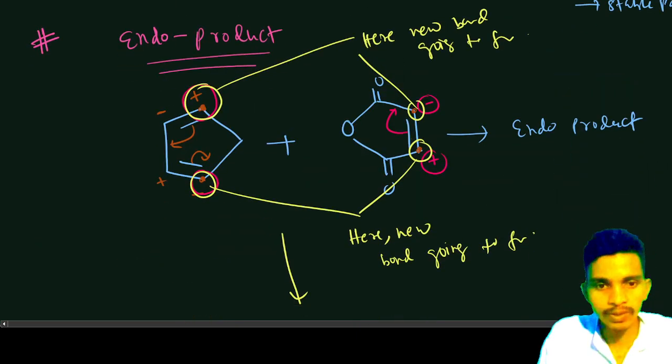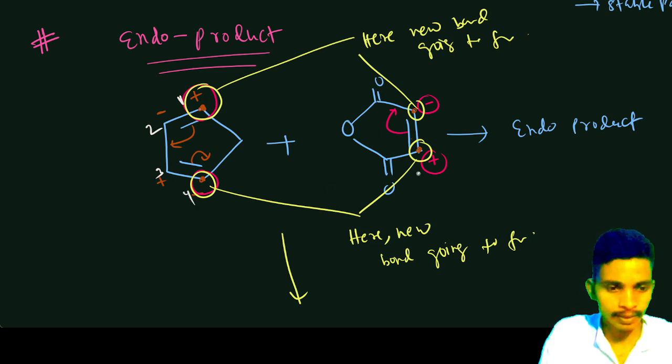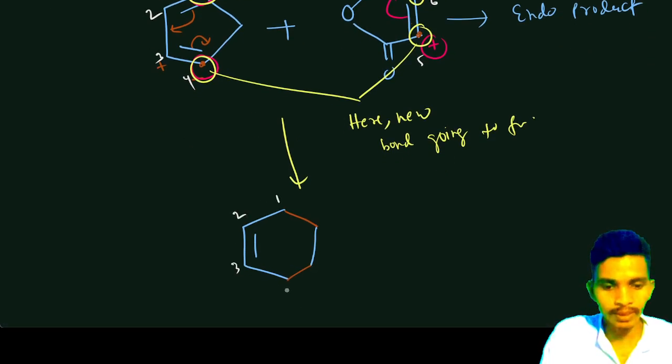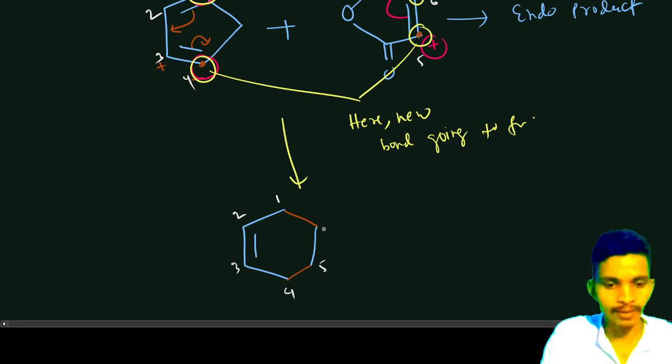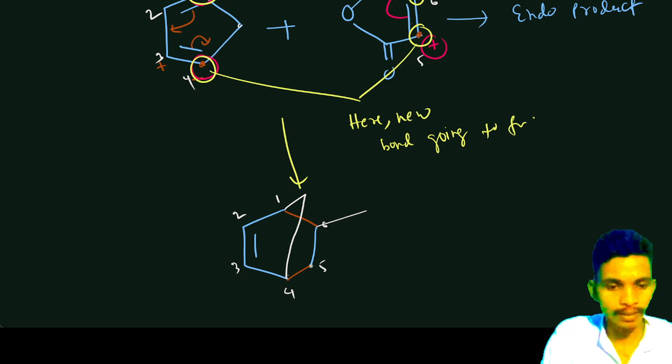If you get confused, then just number it. This is 1, this is 2 and this is 3, and this is 4, this is 5 and this is 6. Same here: this is 1, 2, 3, 4, 5 and 6. Now at 1 and 4 this is there, so we can draw it like this. And at 5 and 6 this whole thing is there, so we can draw it like this, with oxygens here.